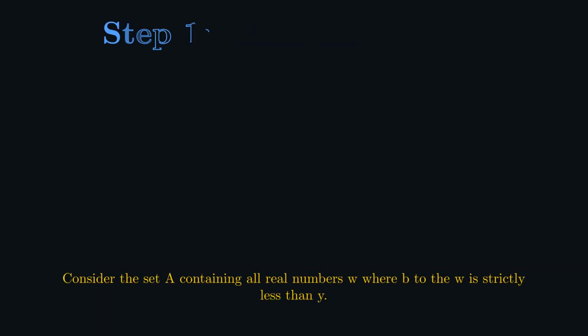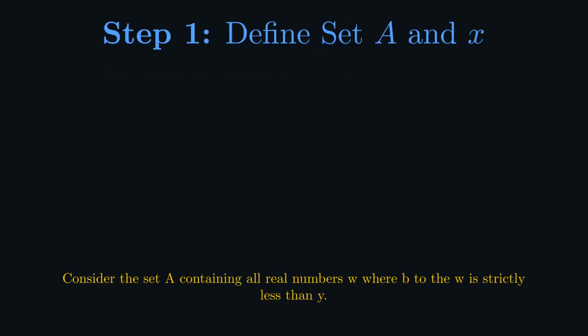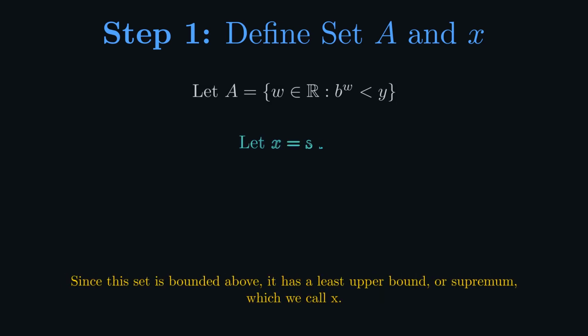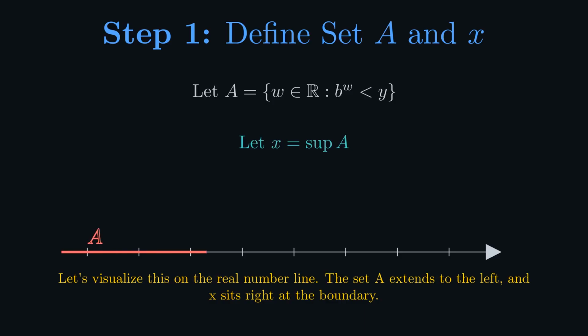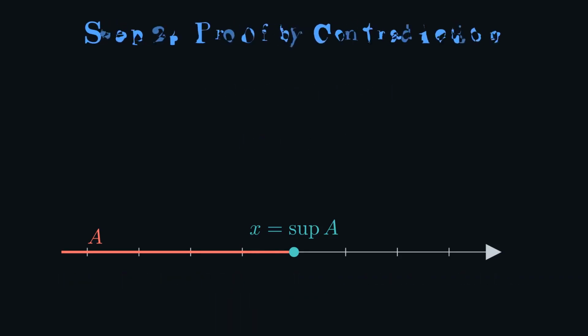Let's formally define the set A. It consists of all real numbers w, where the power b to the w has not yet reached y. This set is non-empty and bounded above, which is crucial for our next step. Because the set of real numbers has the least upper bound property, and our set A is bounded, there must exist a least upper bound. We define x to be this supremum. This x is our candidate for the logarithm.